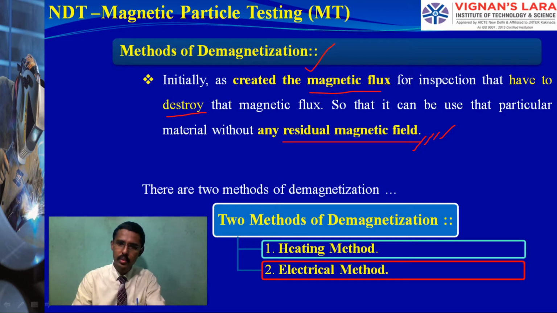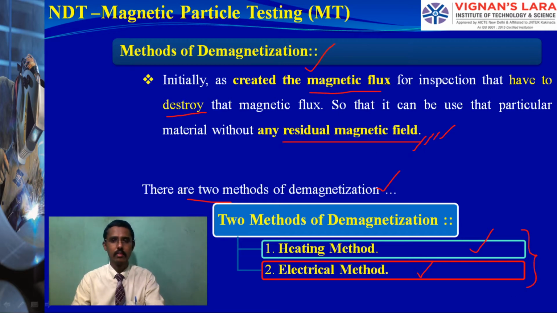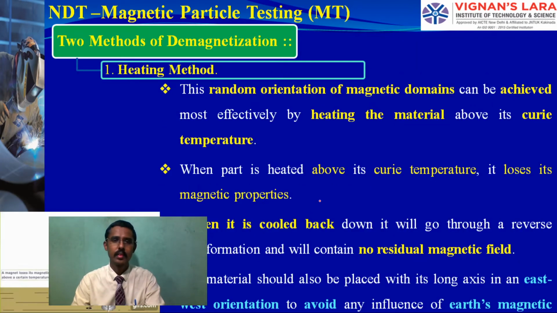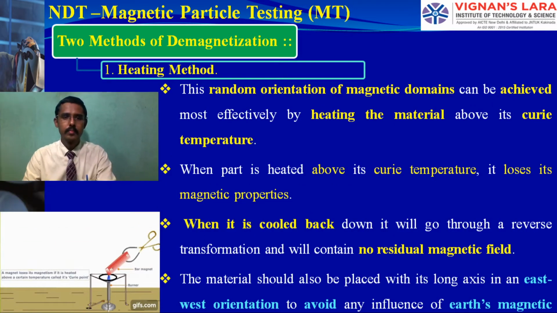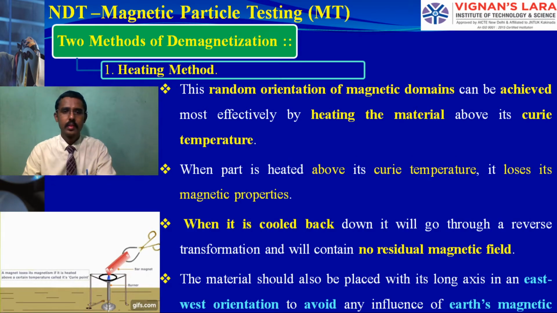Therefore, I am dividing demagnetization methods into 2 categories. Number 1 is a heating method, and number 2 is an electrical method. One by one we will see. If we complete this, we will entirely understand what demagnetization is and the various methods. See, number 1, a heating method.